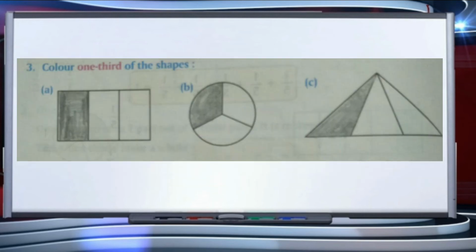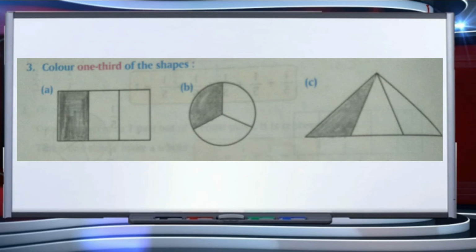Third question is color 1/3 of the shape. Now the shape is given, we have to color 1/3. That is, we have to color only one part out of these 3 equal parts. Like in this first one we are having 3 rectangles and we have to color only one. Then a circle is having 3 parts, we have to color only one.